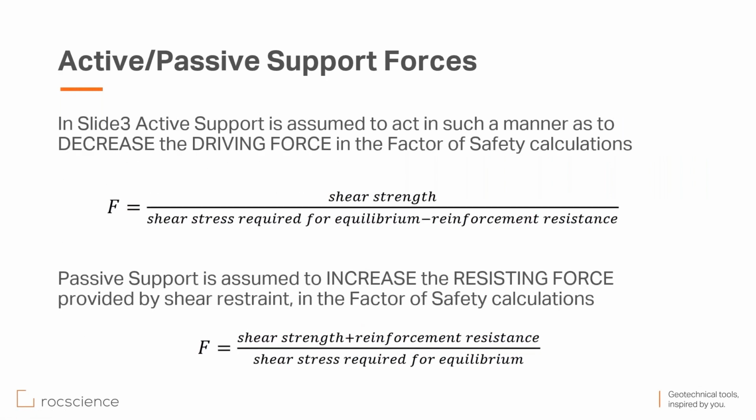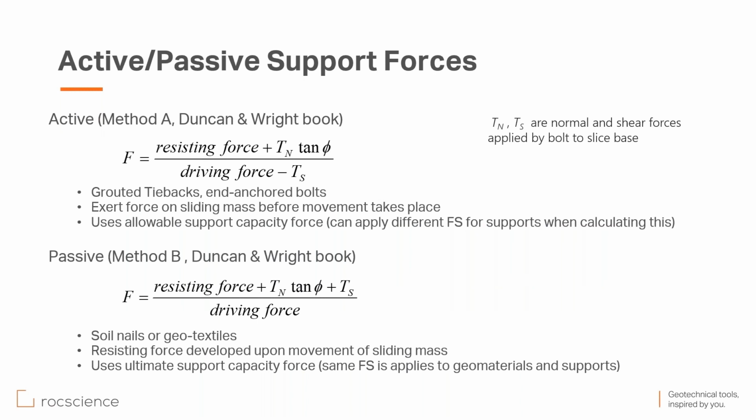For example, if you look at the equation here, if we have a support and the support is reducing the driving force in the factor of safety equation, this support is called active. But you can add support to increase the shear strength or resisting force. This support is called passive. Depends on the support type.